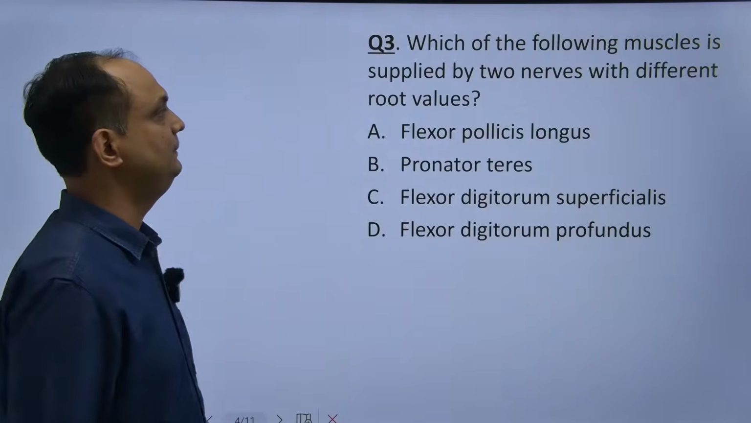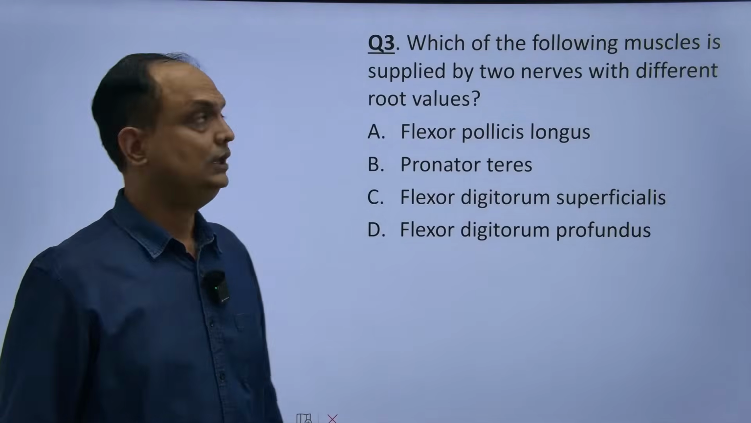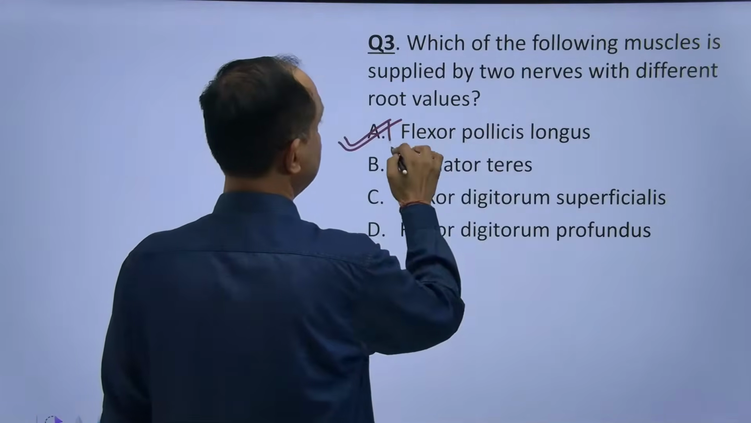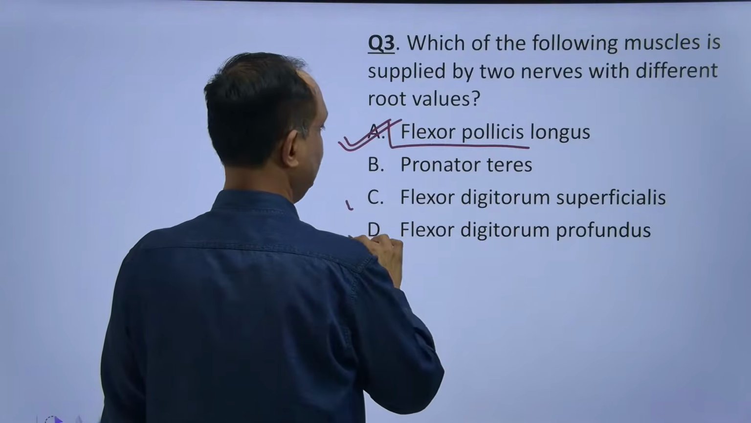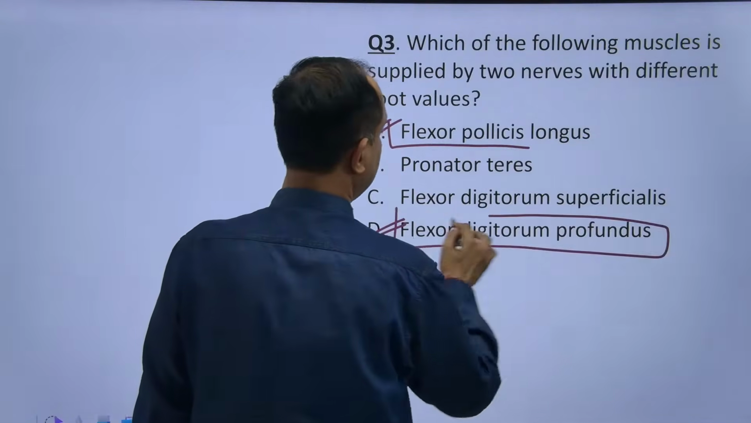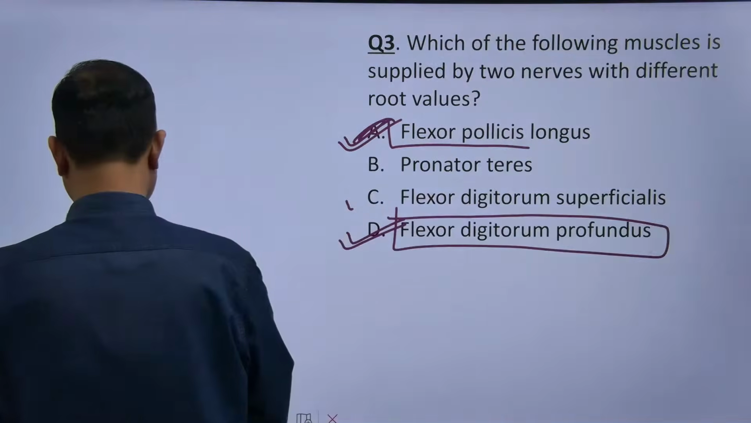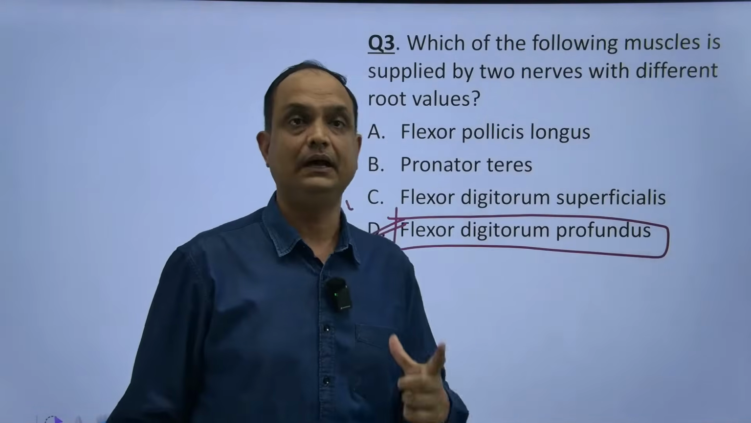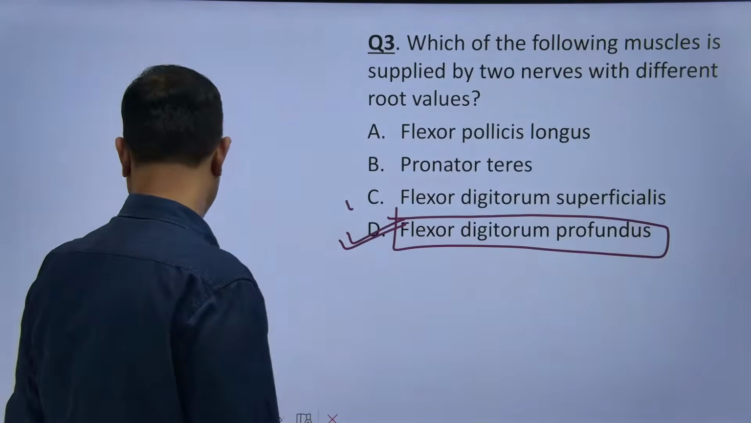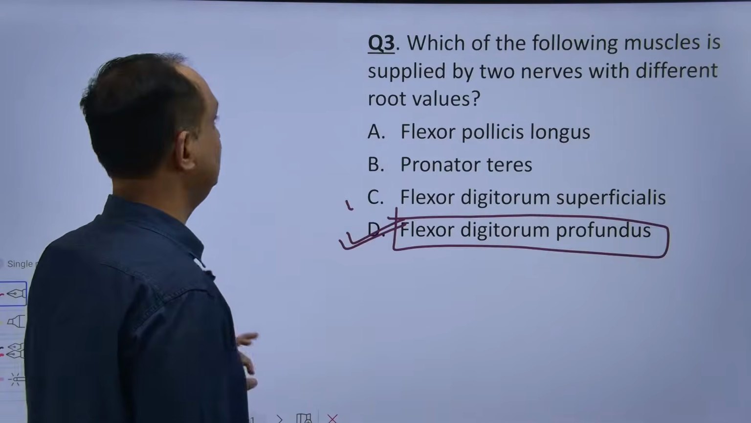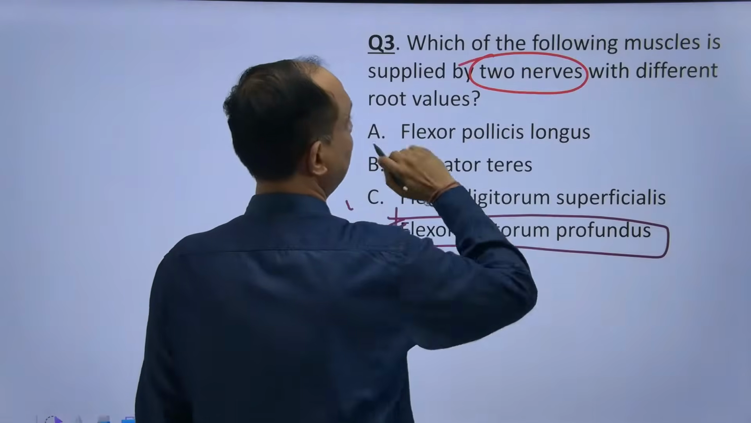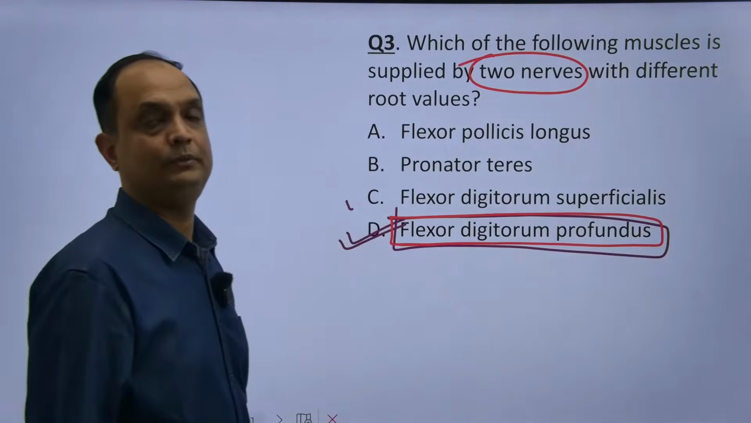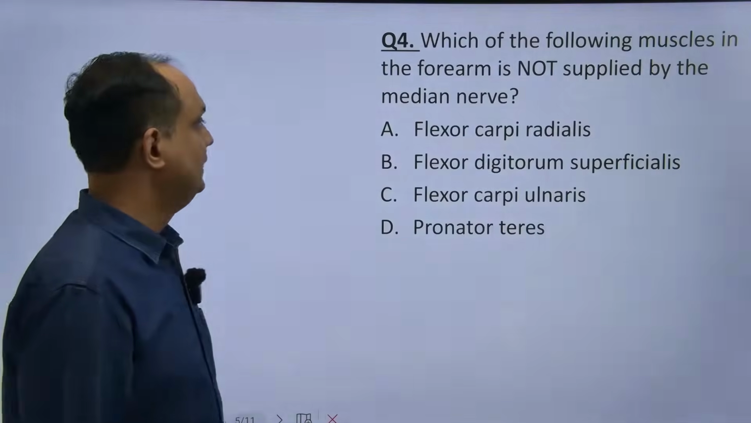Which of the following muscles is supplied by two nerves with different root values? Now this is again a question where you can see all four options, and you will realize that flexor digitorum profundus is the only muscle which is supplied by two nerves. So the answer is very clear here. The answer is option D, because this is a hybrid muscle which is supplied by the ulnar nerve as well as by the median nerve. Clear? So keep this in mind: whenever you have a question about two nerve supply in the upper limb, the most important answer is flexor digitorum profundus, contributed by ulnar and median nerve. Now we'll move to the next question.